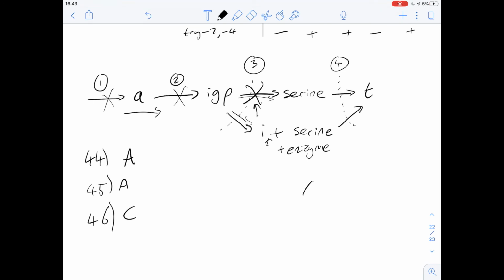And finally, for 47, it says, being a bacteria, Salmonella would have what? So all bacteria have a cell wall. That means the answer for 47 is going to be A.